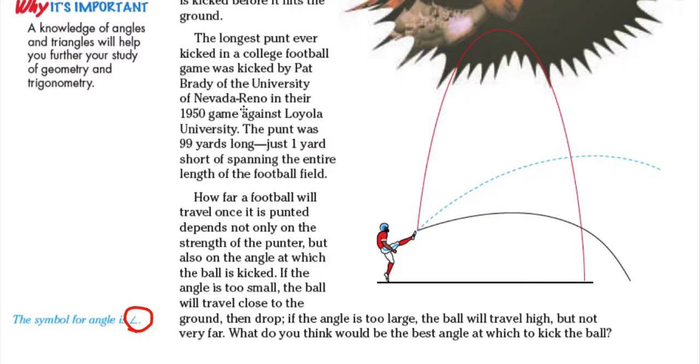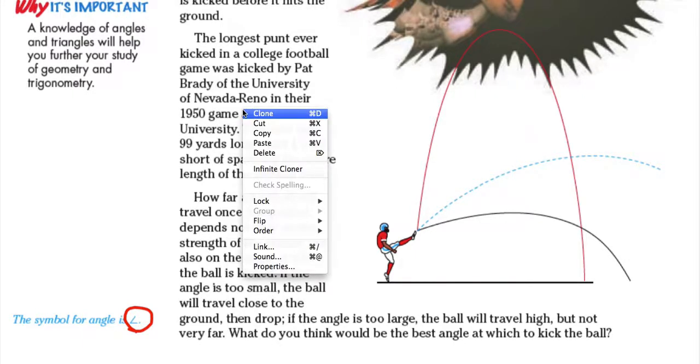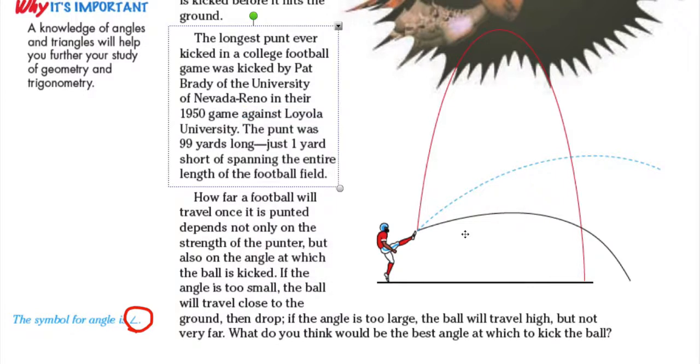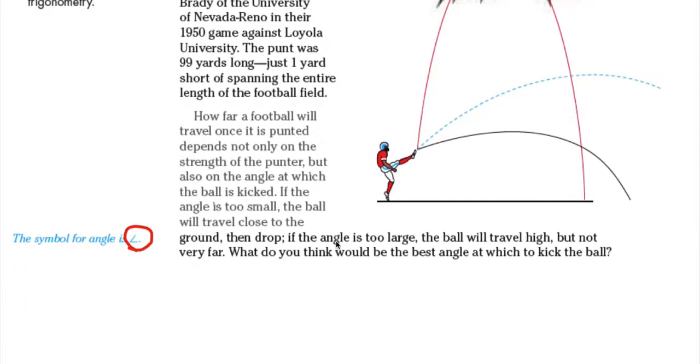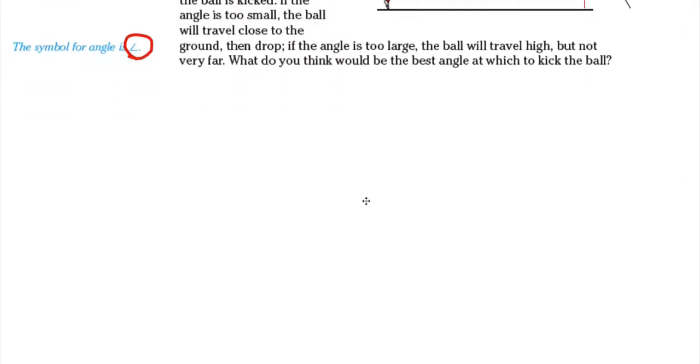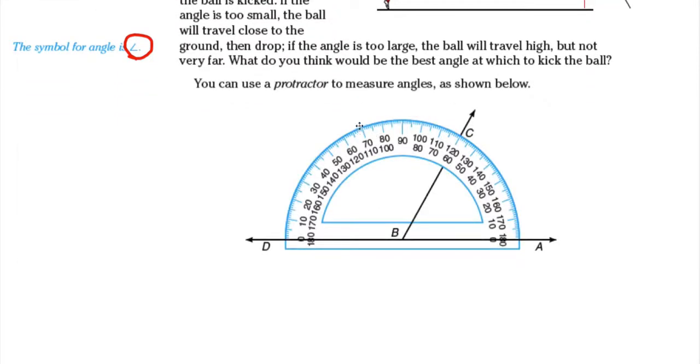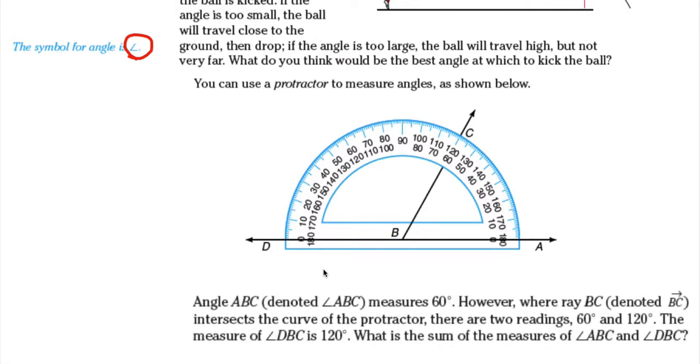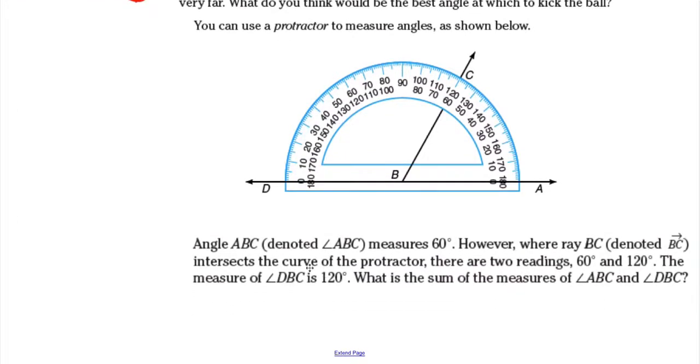And in this case, to be able to find out the best angle, probably the best instrument that we can use for this one is what we call a protractor. So with our protractor, we can measure angles. And if you look at that angle right there, as shown, angle ABC, denoted by the symbol of the angle, ABC measures 60 degrees.